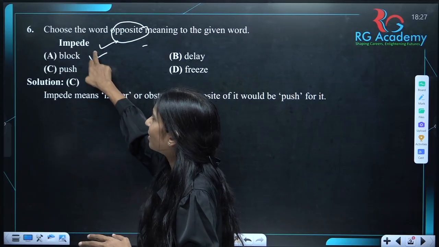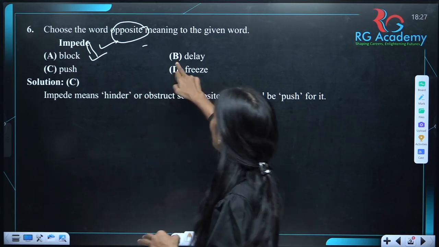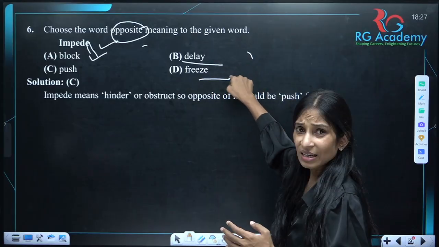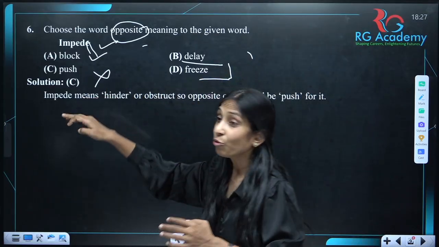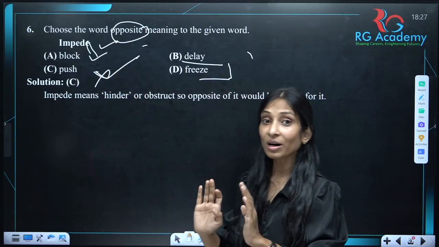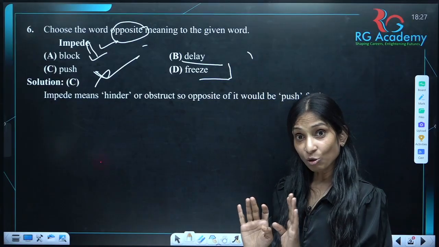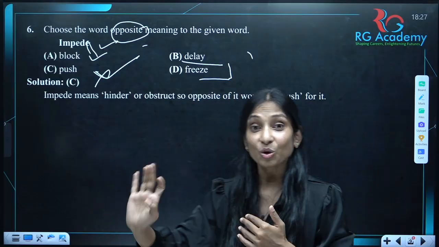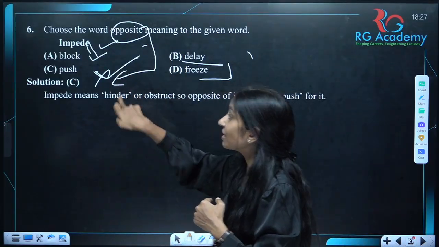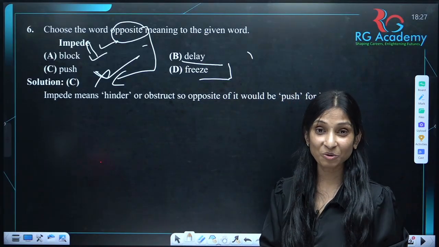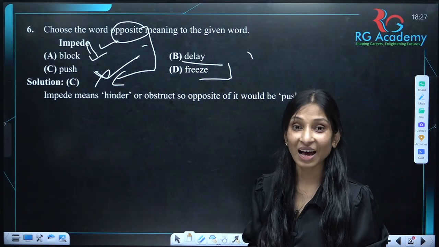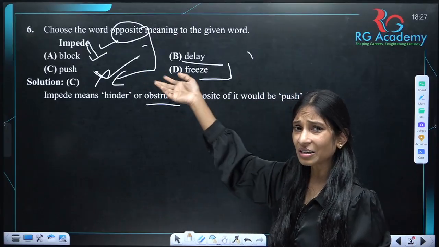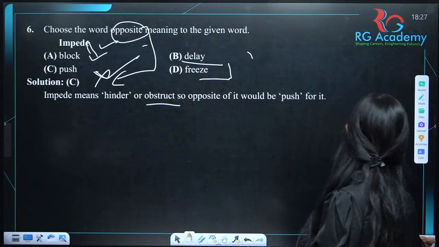Now block is the meaning of this word. Okay, delay, no, because it also is the meaning. Freeze is also the meaning, but then push, if you are stopping someone, then you are pushing someone, that means you are forwarding that person ahead, right? So the correct answer, as we have to give the opposite, is push, the correct option for the word impede. Obstruct, hinder is the meaning of impede, and the opposite of it is push.